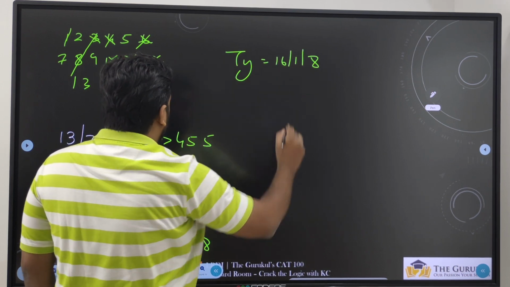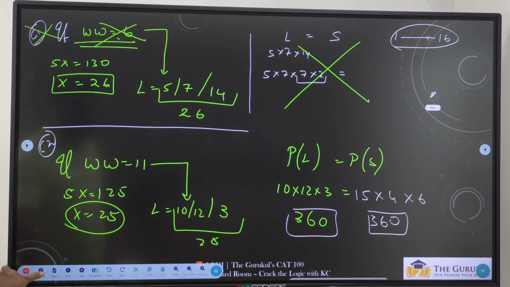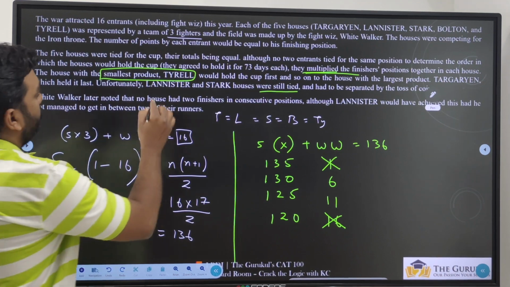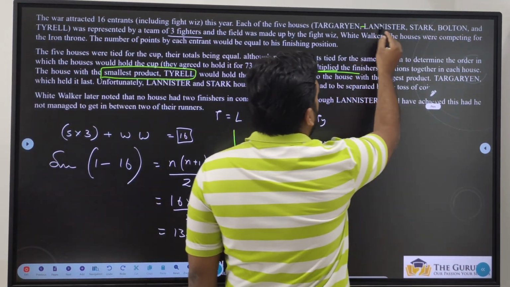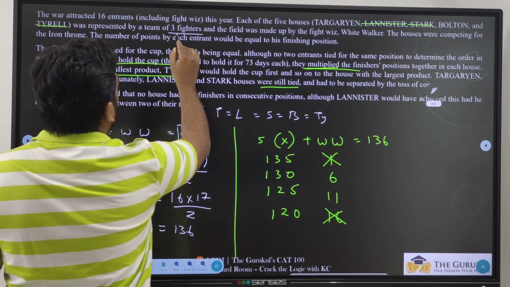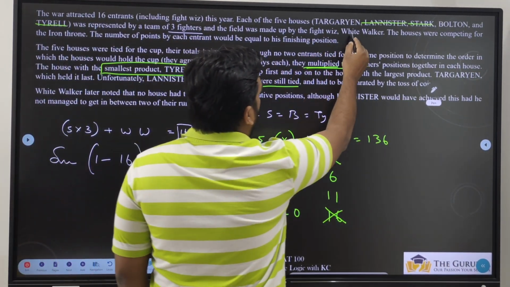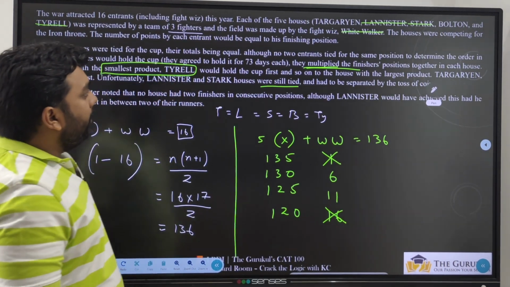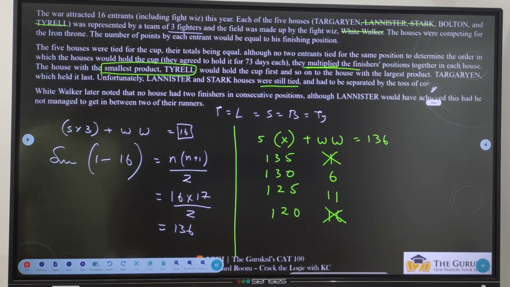16, 1, 8 are done. So the third team is also done. We are done with Lannister, we are done with Stark, we are done with Tyriel, and we are done with White Walker also. We are left with two people, Targaryen and Bolton. Okay.